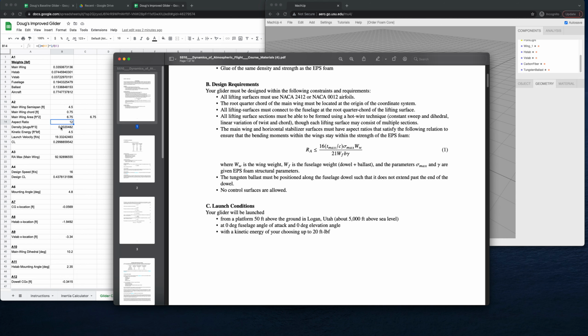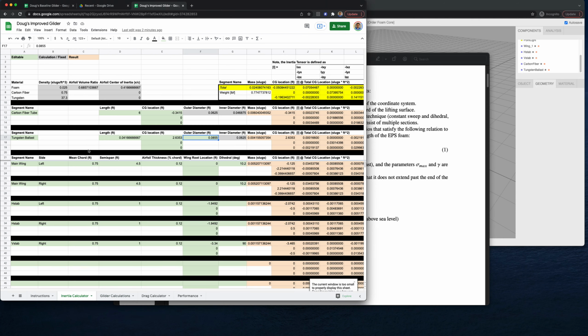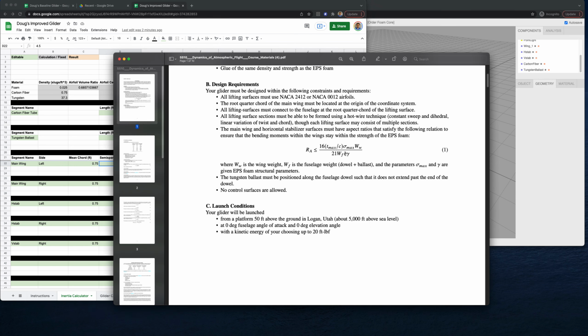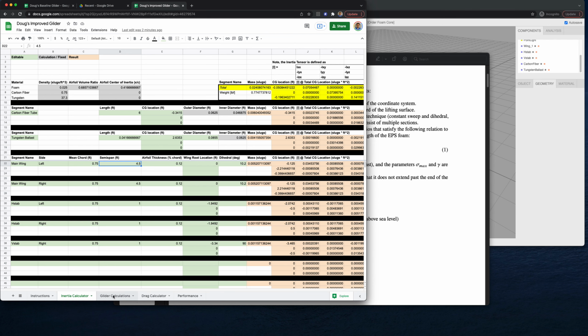As you change the wingspan, if we come back over here to our inertial calculator, then the weight of the wing is also going to change. And so, is that a one-to-one relationship? It depends. It's a little bit tricky to see exactly what's going on here, so I'm just going to play with the numbers and see what happens.